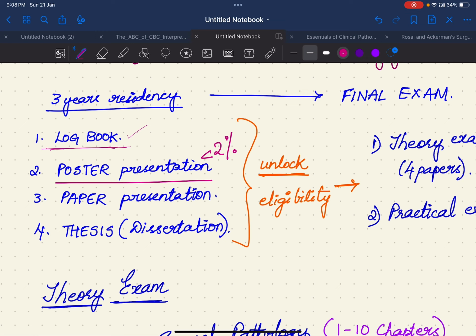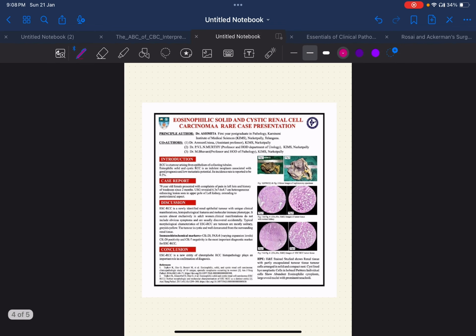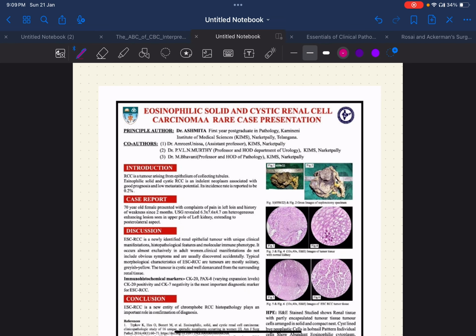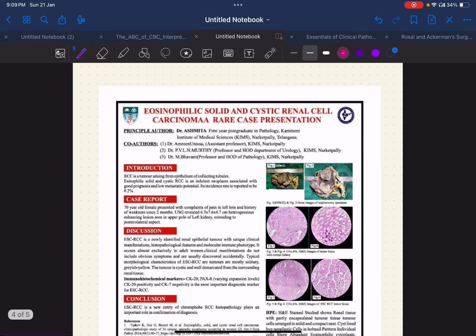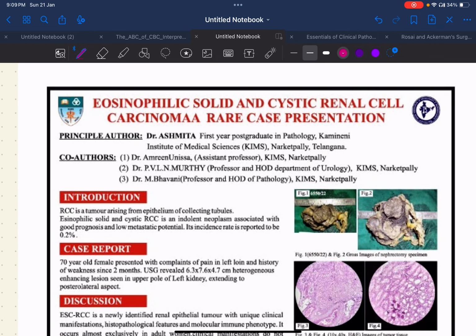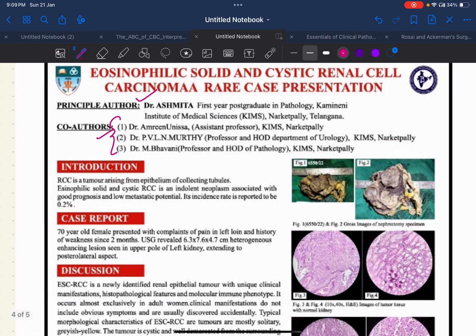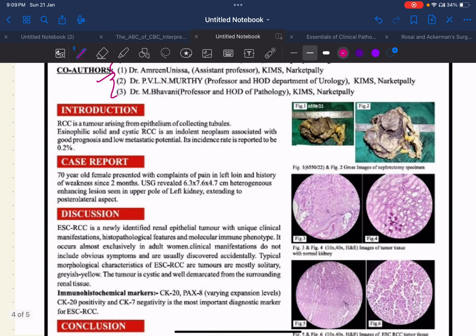So luckily I got this topic, made a poster, and presented it at a state conference at Mamata Medical College. Yeah, this is my poster: eosinophilic solid and cystic renal cell carcinoma, a rare case presentation. I'm the principal author. You will have your co-authors, that is your faculty at your institution. With their help, you pick up this case, make the poster, click images, and gather whatever is required, I mean the details about this topic.